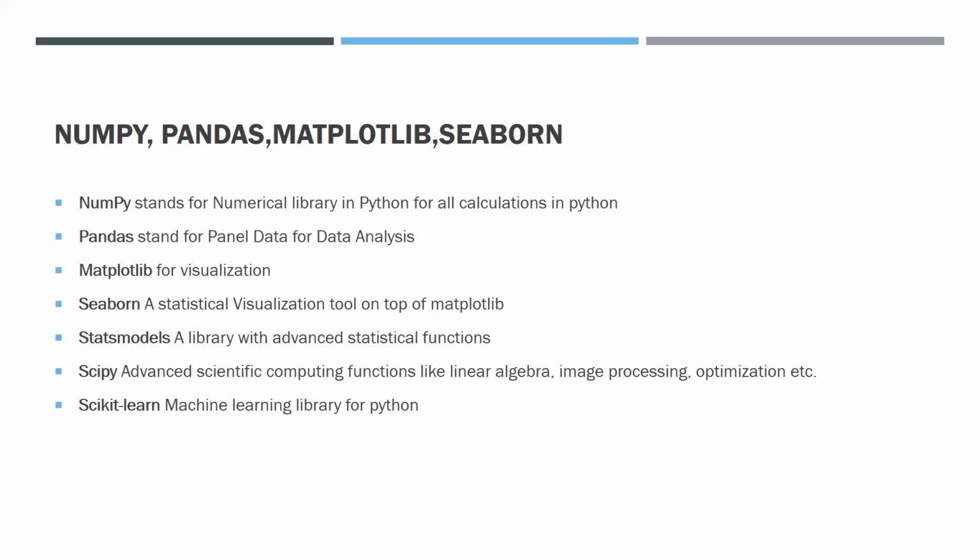And then there is Matplotlib. Matplotlib is basically for visualization, various kinds of graphs and curves we have to plot with the help of Matplotlib. And Seaborn, a statistical visualization tool on top of Matplotlib. First of all, we have to call Seaborn, and after that, Matplotlib. Then statsmodels, a library with advanced statistical functions. And SciPy, advanced scientific computing functions like linear algebra, image processing, optimization, etc., we will perform with the help of this library. Then scikit-learn, the machine learning library for Python.